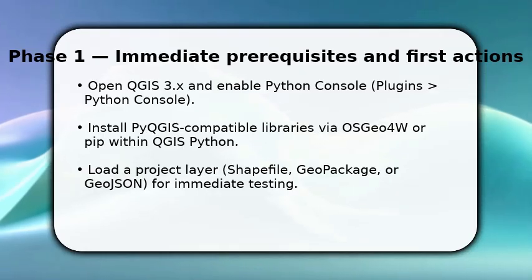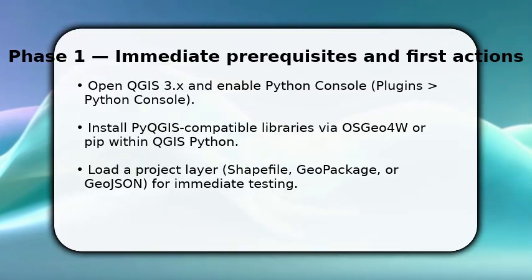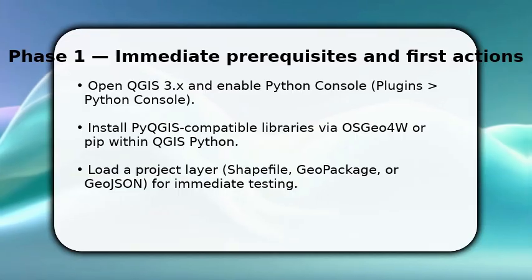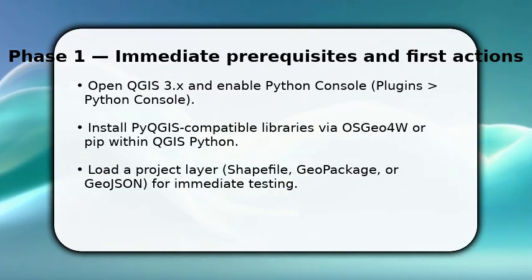You start inside QGIS. Open the Python console now and dock it so you can code while viewing maps. Once done, make sure the project has at least one vector layer loaded because you will reference it directly.